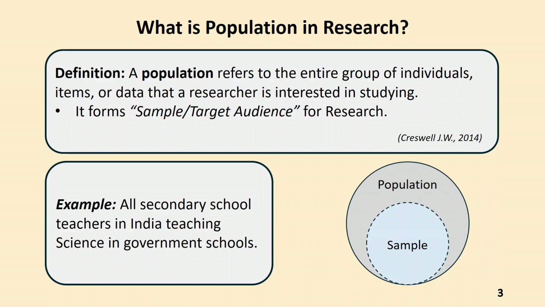So it is very important for a researcher to understand what basically population is. And when you see it in a very deep manner, population generally refers to the whole coverage on which you are focusing to do a certain kind of research. For example, you can see here all secondary school teachers in India teaching science in government school, and in the figure you can also see a bigger circle which represents the population, and within that a smaller dotted circle that represents the sample of a study.